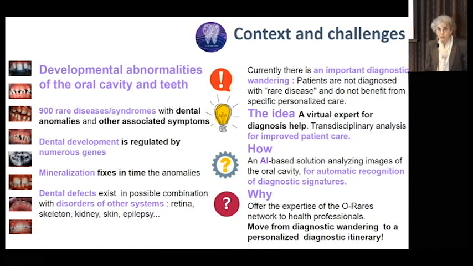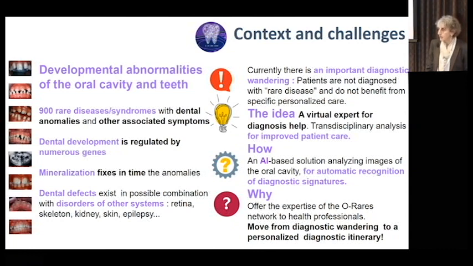Why is it possible to do that? Because there are very precise diagnostic signatures using clinical features and, I would say, precision medicine, so genetic information to recognize these rare dental anomalies associated to rare disease. And this is the beauty of the teeth, I would say, because mineralization will fix in time developmental anomalies.